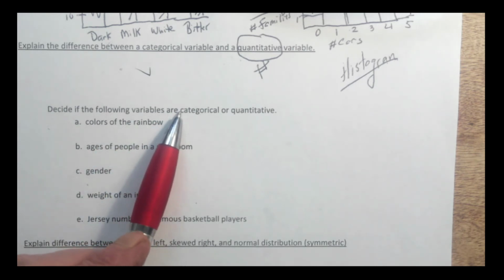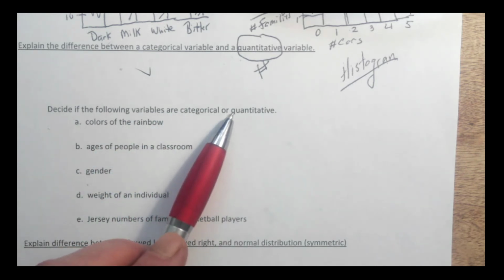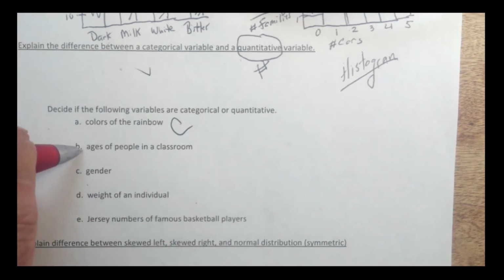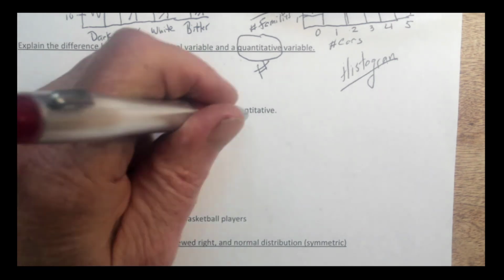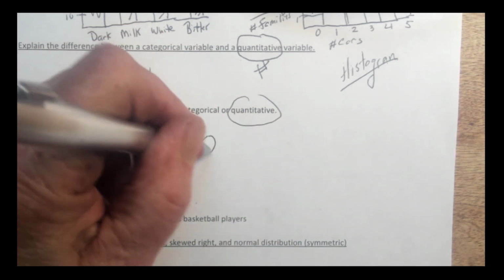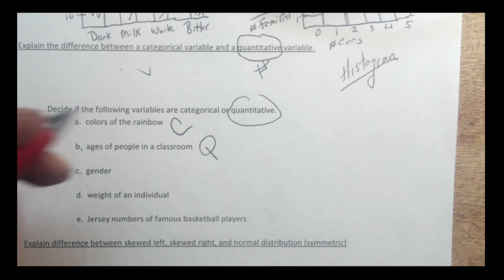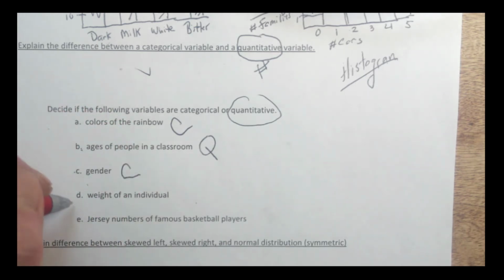Colors of a rainbow. Now, I'm going to either put C for categorical or Q for quantitative. Colors of a rainbow, it's not numbers, it's colors. So it's going to be categorical. Ages of people in a classroom, that's definitely quantitative information because it's numbers. Gender, I think New York City has 24 recognized genders, but they're words, they're categories. Weight of an individual, that's a number, it's quantitative.